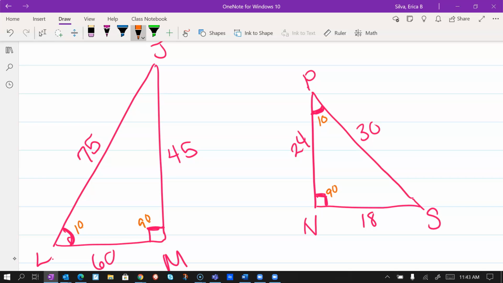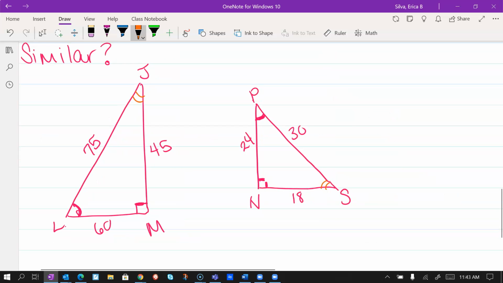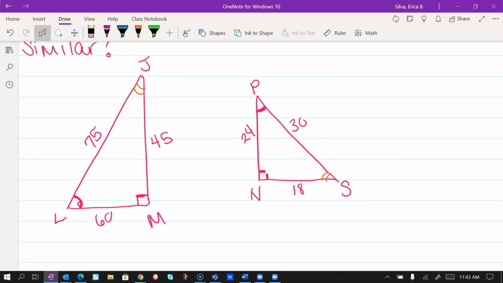So these two angles equal 100, which leaves 80. Over here, these two angles are 100, so this is also going to be 80. So if two angles are congruent, then the third angle is also congruent. Because of that, I can also say that this angle is congruent to this angle. So far, it satisfies the condition where our corresponding angles are congruent.